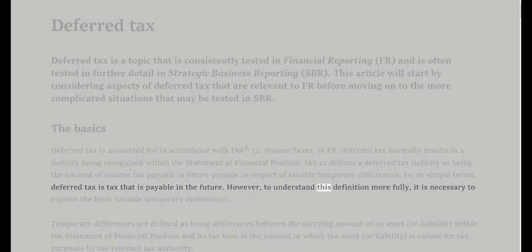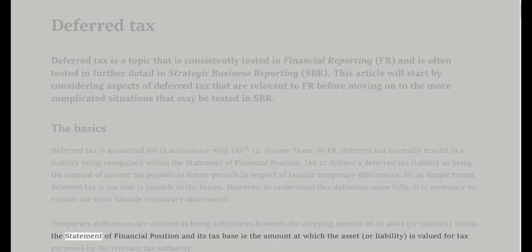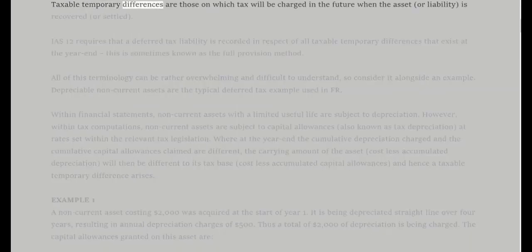However, to understand this definition more fully, it is necessary to explain the term taxable temporary differences. Temporary differences are defined as being differences between the carrying amount of an asset or liability within the statement of financial position and its tax base, i.e. the amount at which the asset or liability is valued for tax purposes by the relevant tax authority. Taxable temporary differences are those on which tax will be charged in the future when the asset or liability is recovered or settled.